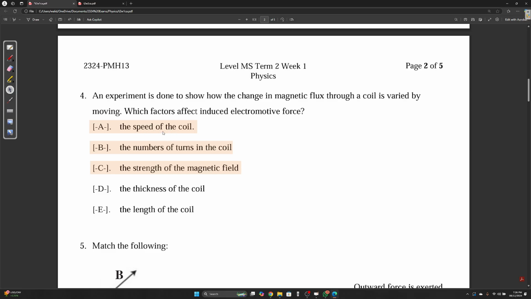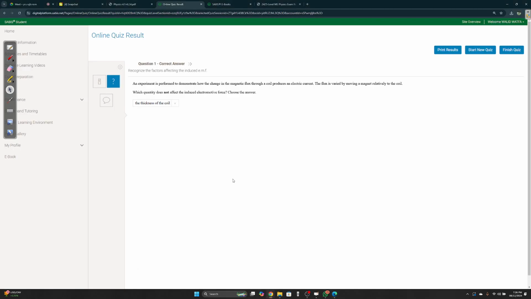The speed of the coil. Speed of the coil is wrong. But the speed at which the magnet enters the coil, that makes sense. You see, this is how it came in the exam. Which factors affect it? The number of turns in the coil, the strength of the magnetic field, and how fast the magnet is going into the coil. Thickness of the coil is wrong, but in the quiz they said, what does not affect the induced EMF?